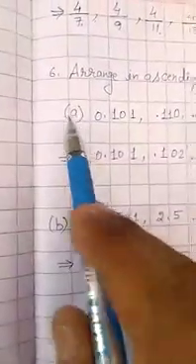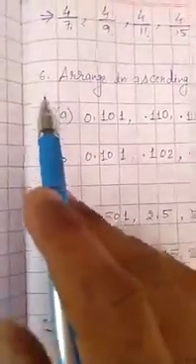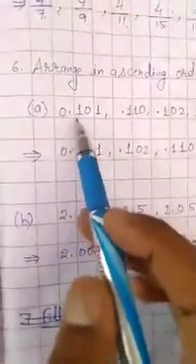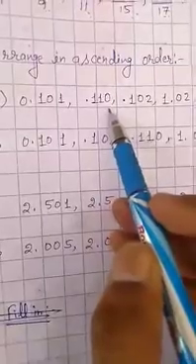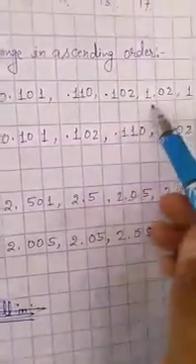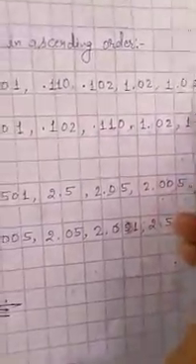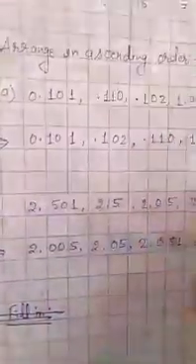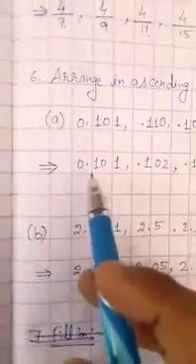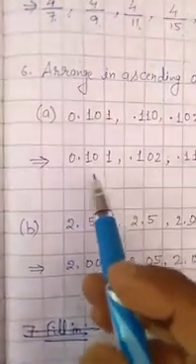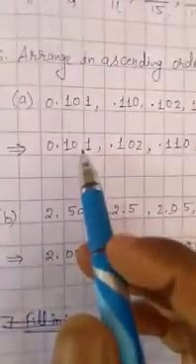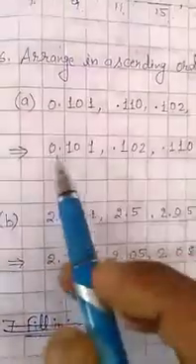Part A of question number 6: 0.101, 0.110, 0.102, 1.02, 1.021. Here some numbers are given. We will arrange them into ascending order. So we will write the smallest number among these numbers first.